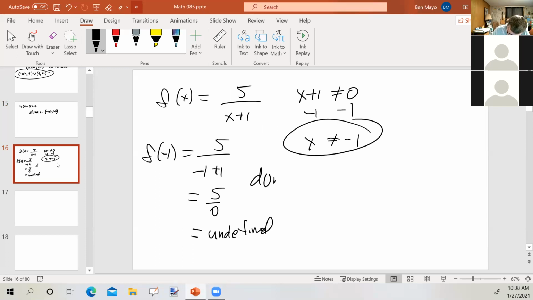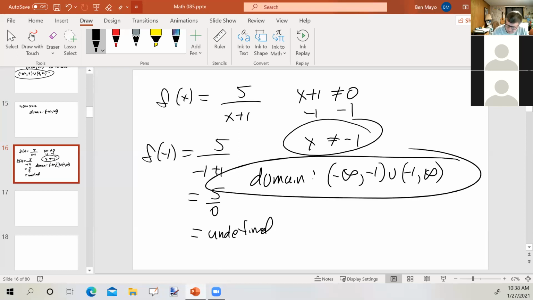So the domain would be from negative infinity up to, but not including negative 1, skipping over negative 1, after negative 1, up to positive infinity. So it's all real numbers excluding negative 1. Any questions on that problem?